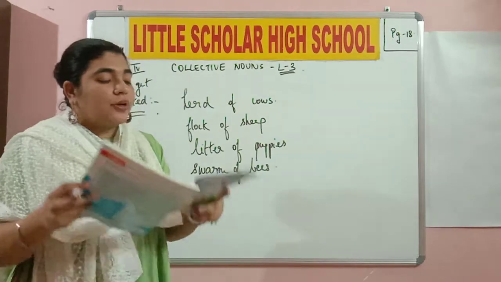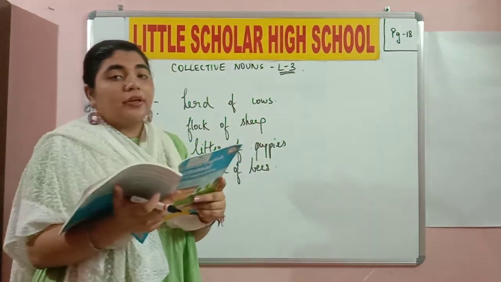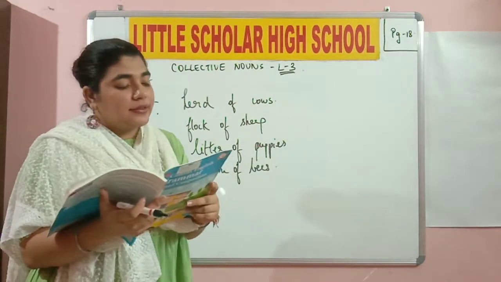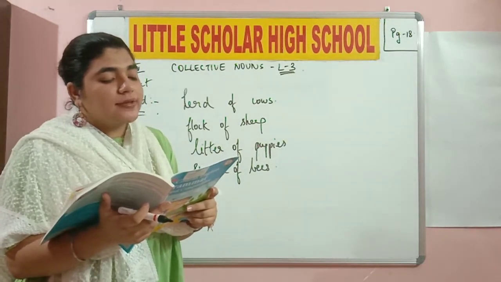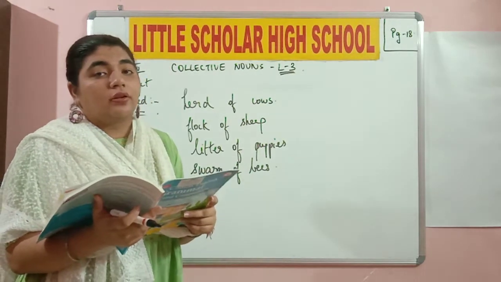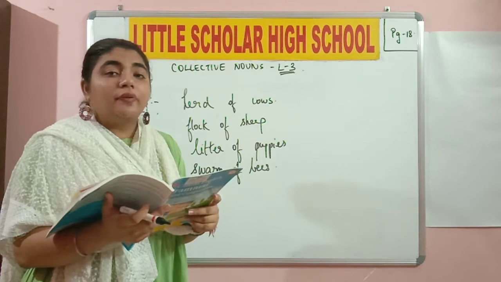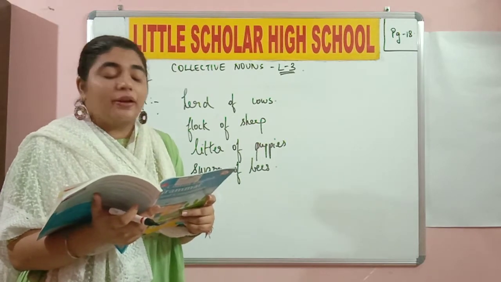Fine class, let's read it together. I hope you have opened your textbook. I'll read the heading first. Read the passage and circle the nouns which talk about a group of animals together. So we need to underline what? We need to underline whenever we come across a group of animals.